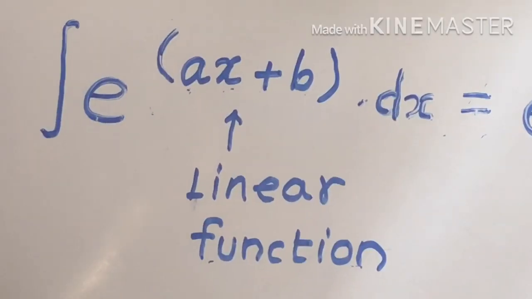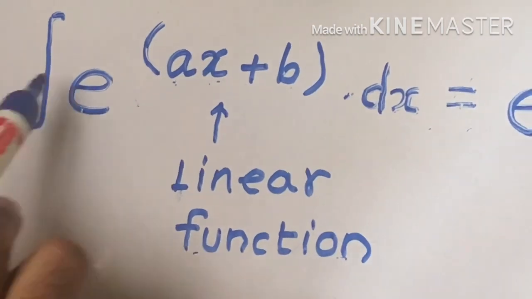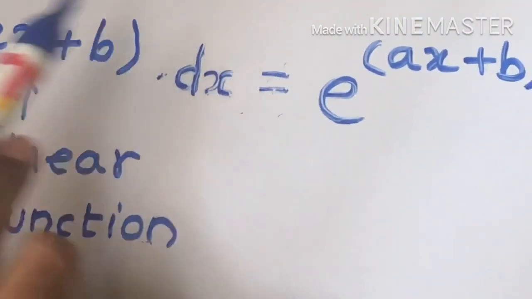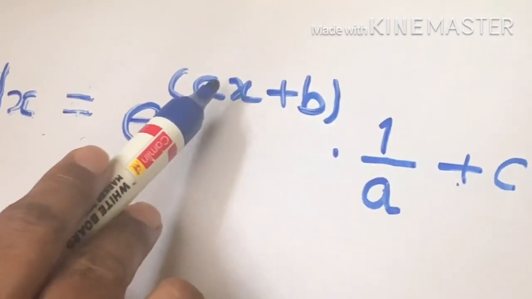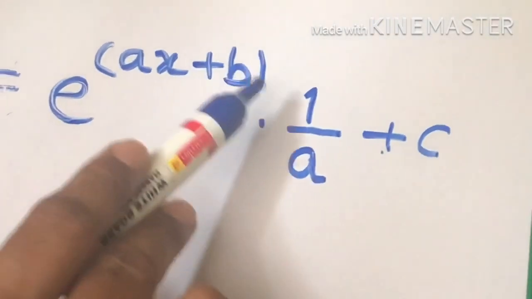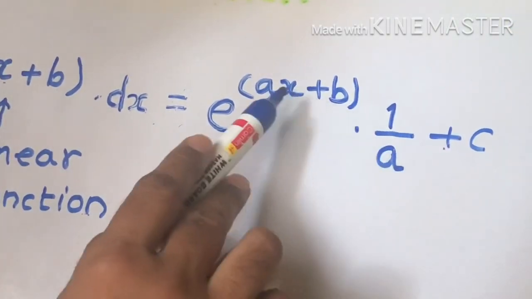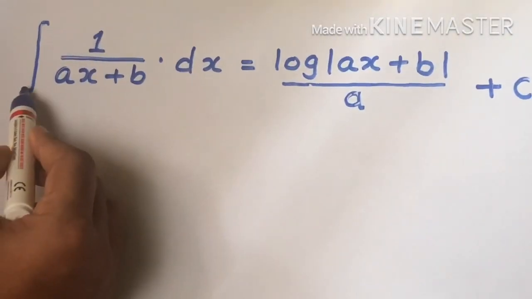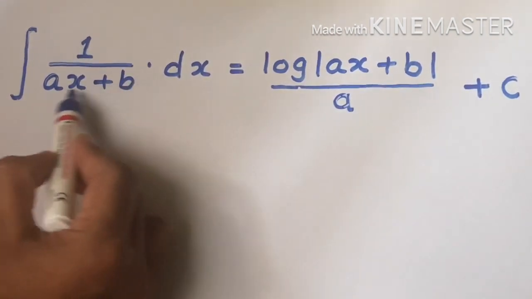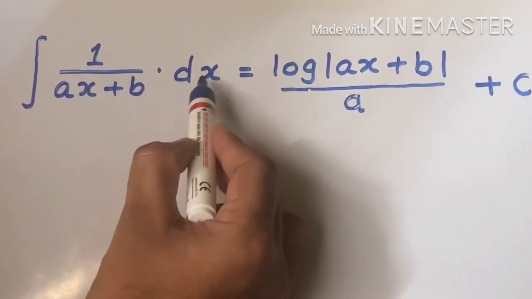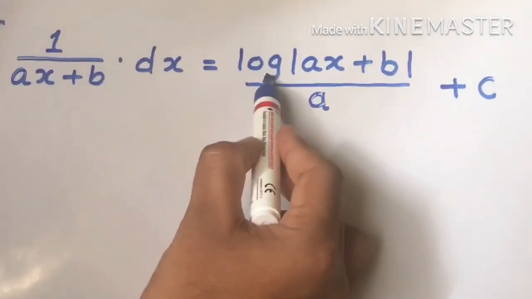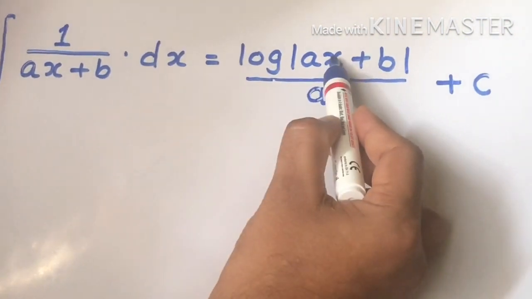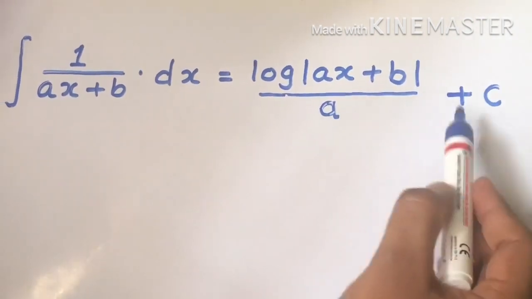Next function is an exponential function. Integration of e raised to linear function, that is ax plus b, with respect to x will be same as this term only, that is e raised to linear function ax plus b, but we have to divide it by the coefficient of x, that is a, plus c. Next formula is integration of 1 upon ax plus b. Ax plus b is your linear term. When we integrate with respect to x, value will be log of that linear function ax plus b divided by the coefficient of x, that is a, plus c.